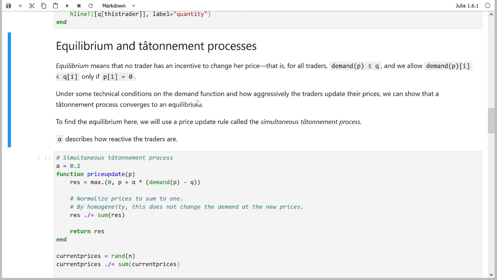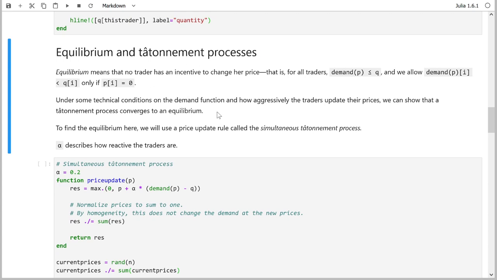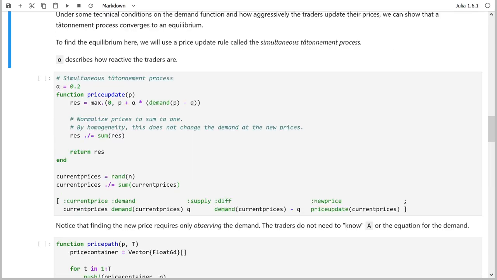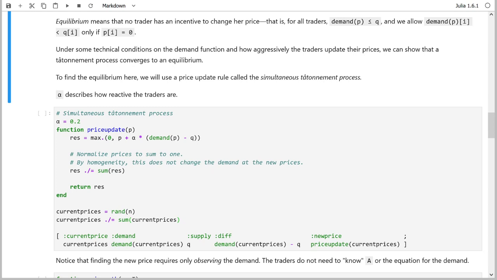Under some technical conditions on the demand function, which we created above, and on how the traders update their prices in response to excess supply or demand, we can show that a tâtonnement process, which you'll recall is the price update rule defined above, converges to an equilibrium. So to find that equilibrium here, we are going to use a special kind of tâtonnement process, which is called the simultaneous tâtonnement process. And here I've gone ahead and coded in the simultaneous tâtonnement process's price update rule. And that looks like this.